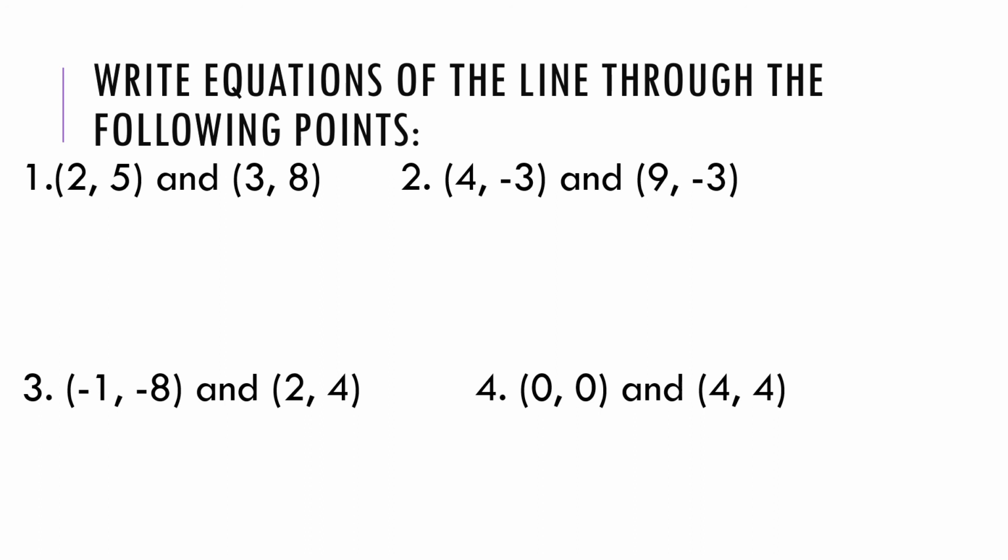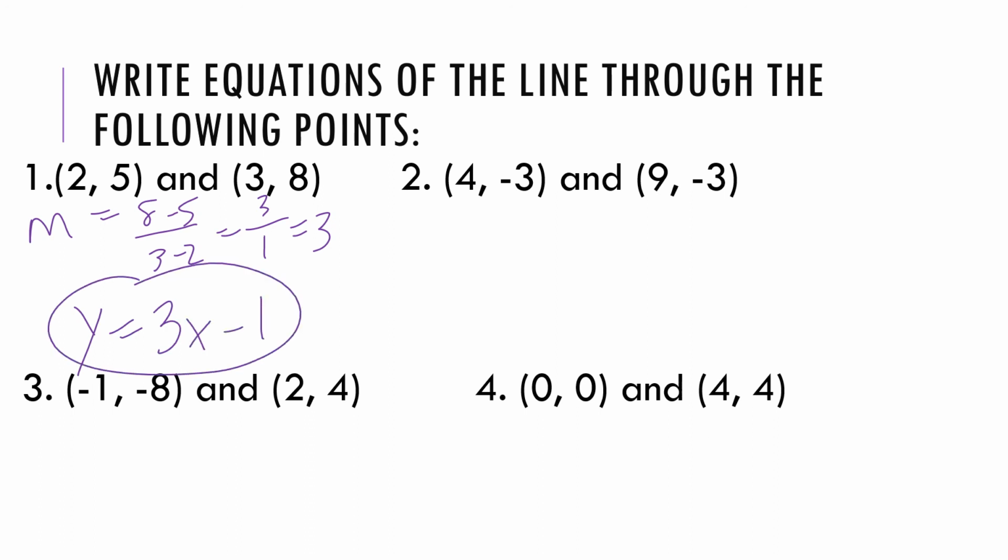Write equations of the lines through the following points. These ones I want you guys to try on your own, and then come back and check your answers with mine once you're done. For number 1, the slope is 8 minus 5 over 3 minus 2, which would be 3 over 1, which is 3. When you plug that in, your answer should be y equals 3x minus 1. If you did not get that as your answer, go back and check your work.